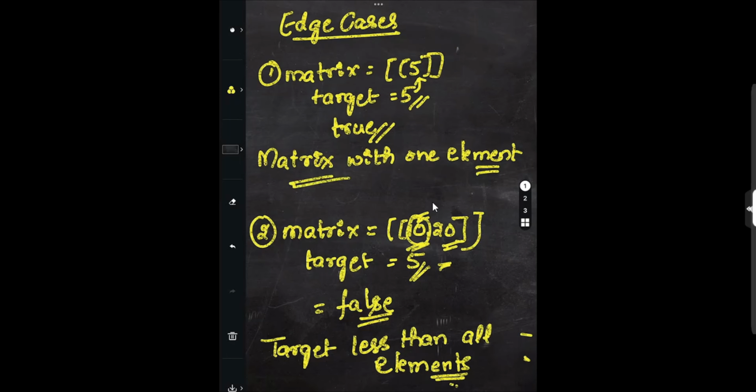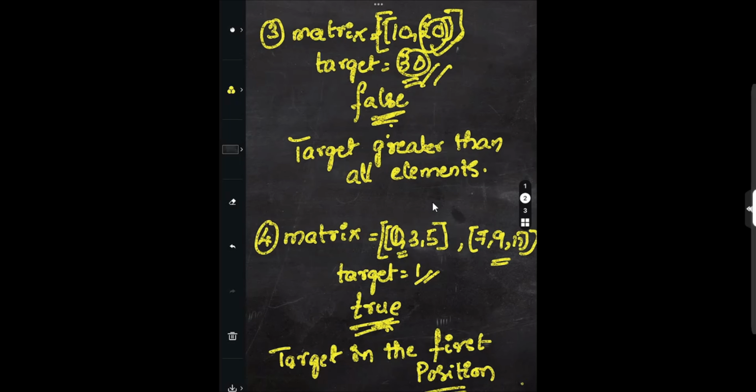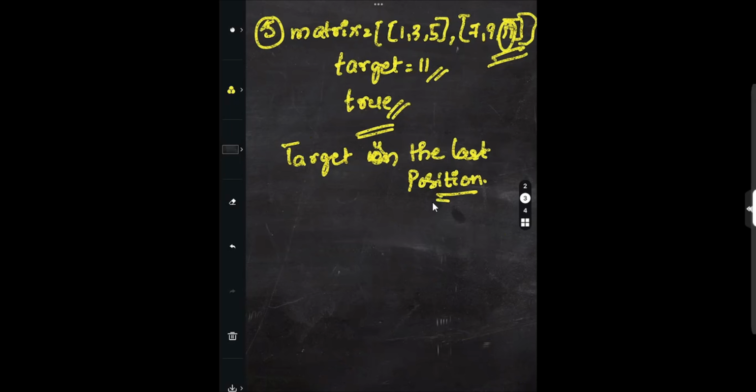So first one was for matrix with one element. Second one was for target less than all the elements. Third one was for target greater than all the elements. Fourth one was for target in the first position. And final one is for the target in the last position. So I hope all the edge cases are clear.